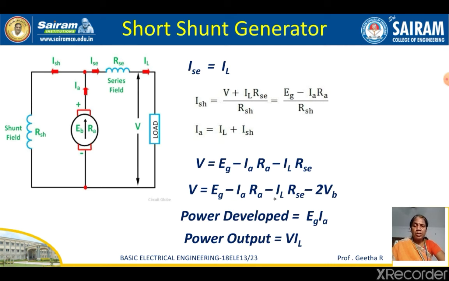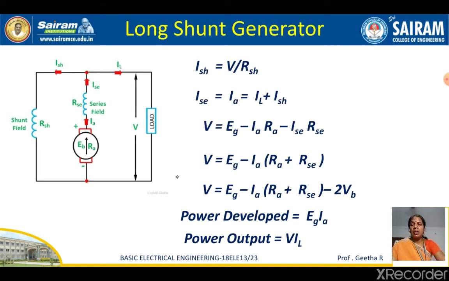If you include the brush voltage, it can also be written as EG minus IARA minus ILRSE minus 2VB. The power developed is nothing but EG into IA. Power output is nothing but V into IL. So that's all about the short shunt generator, or the relationship between the terminal voltage and the EMF induced. Then we'll see the long shunt.